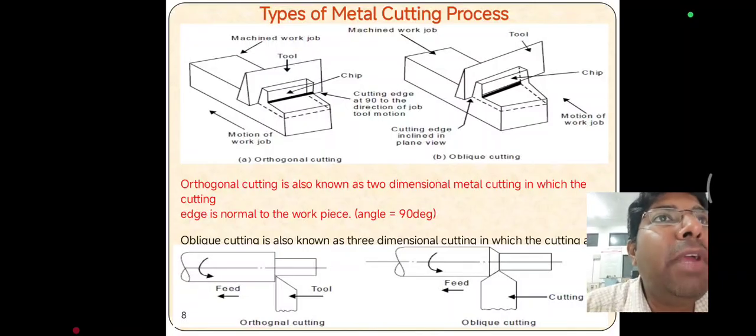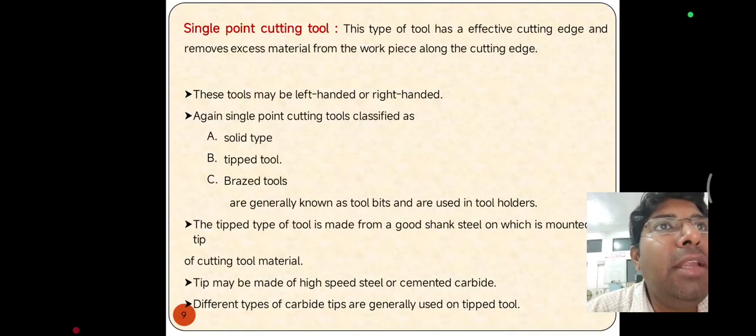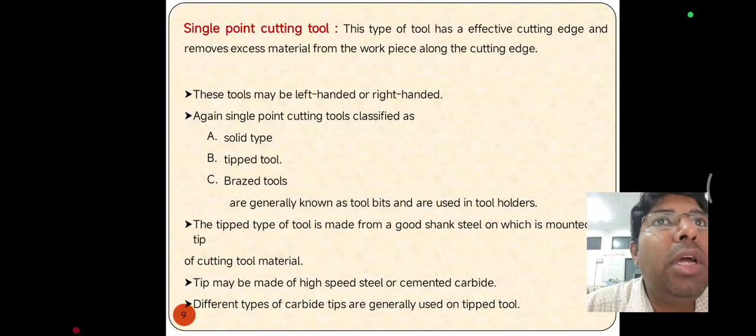When classifying single point cutting tools, we generally divide them into two main types: solid tools and tipped tools. The solid tools, which are often called tool bits, are typically mounted into tool holders, and they are used for various machining tasks.